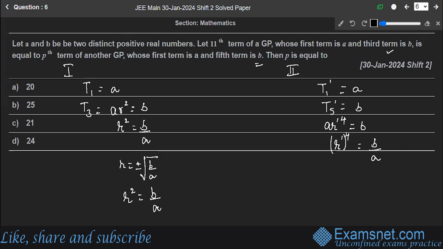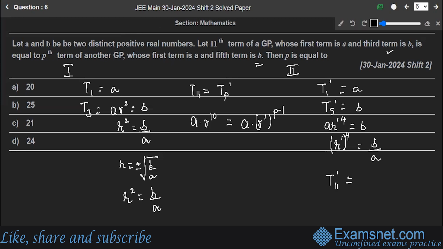In the question, it is given that T11 is equal to TP dash. That means A into R power 10 is equal to A into R dash power P minus 1. Okay. So this is what I got for this. And let's find out the 11th term now.